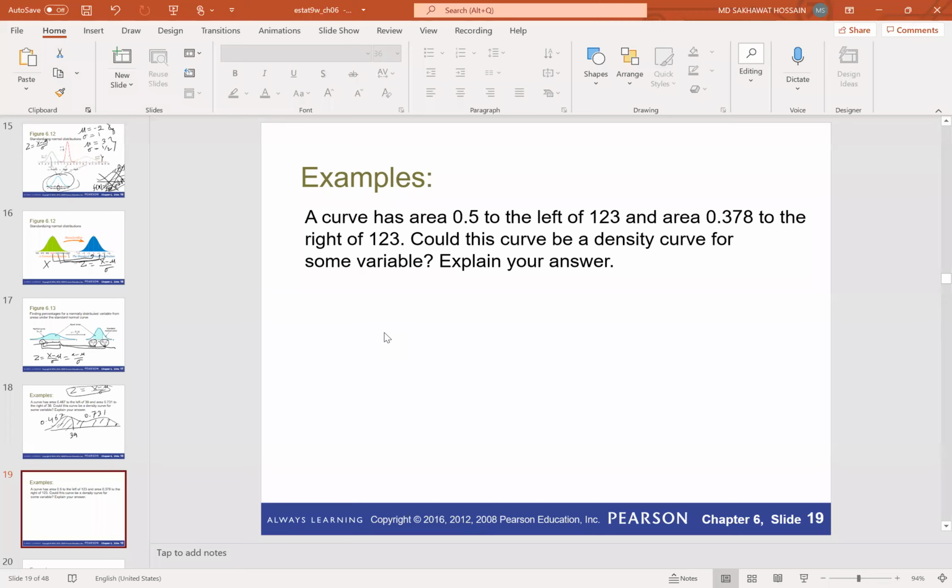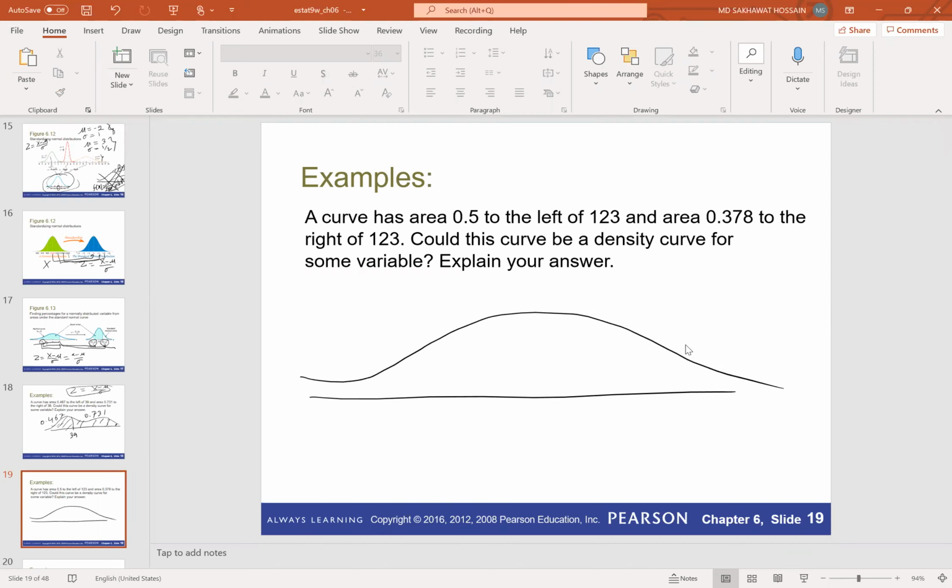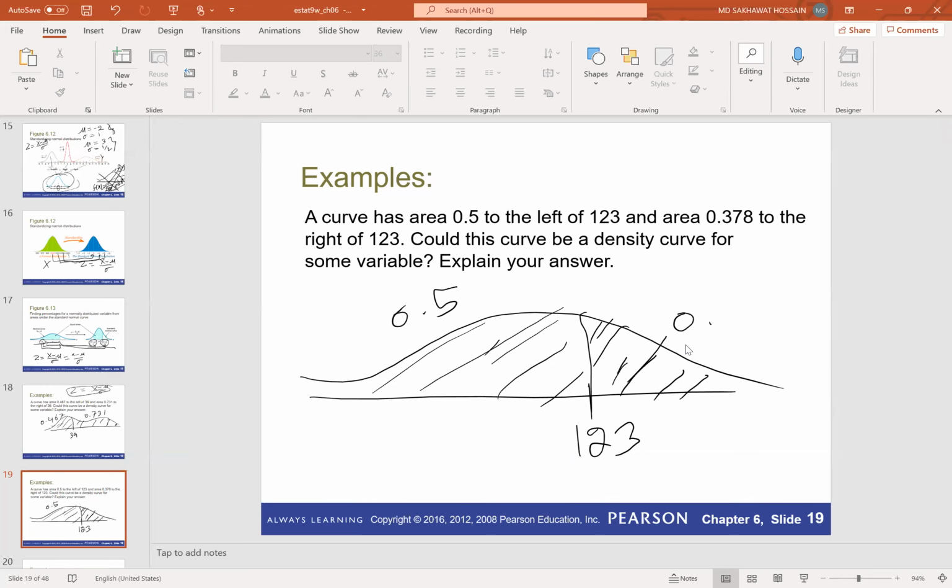So we have one more example. A curve has area 0.5 to the left of 123 and area 0.378 to the right of 123. Let's consider another curve. Maybe this curve is like this. So 123 is somewhere here. The area on the left side is 0.5 and this area is 0.378. So is it a density curve? What do you think?